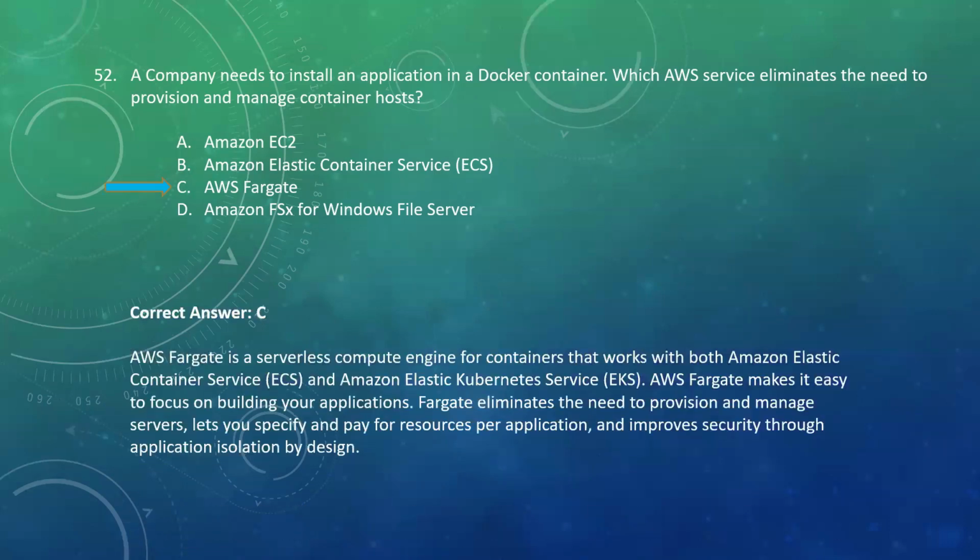It is a serverless compute engine for containers that works with both Amazon ECS and Amazon EKS. AWS Fargate makes it easy to focus on building your applications. Fargate eliminates the need to provision and manage servers, lets you specify and pay for resources per application, and improves security through application isolation by design.